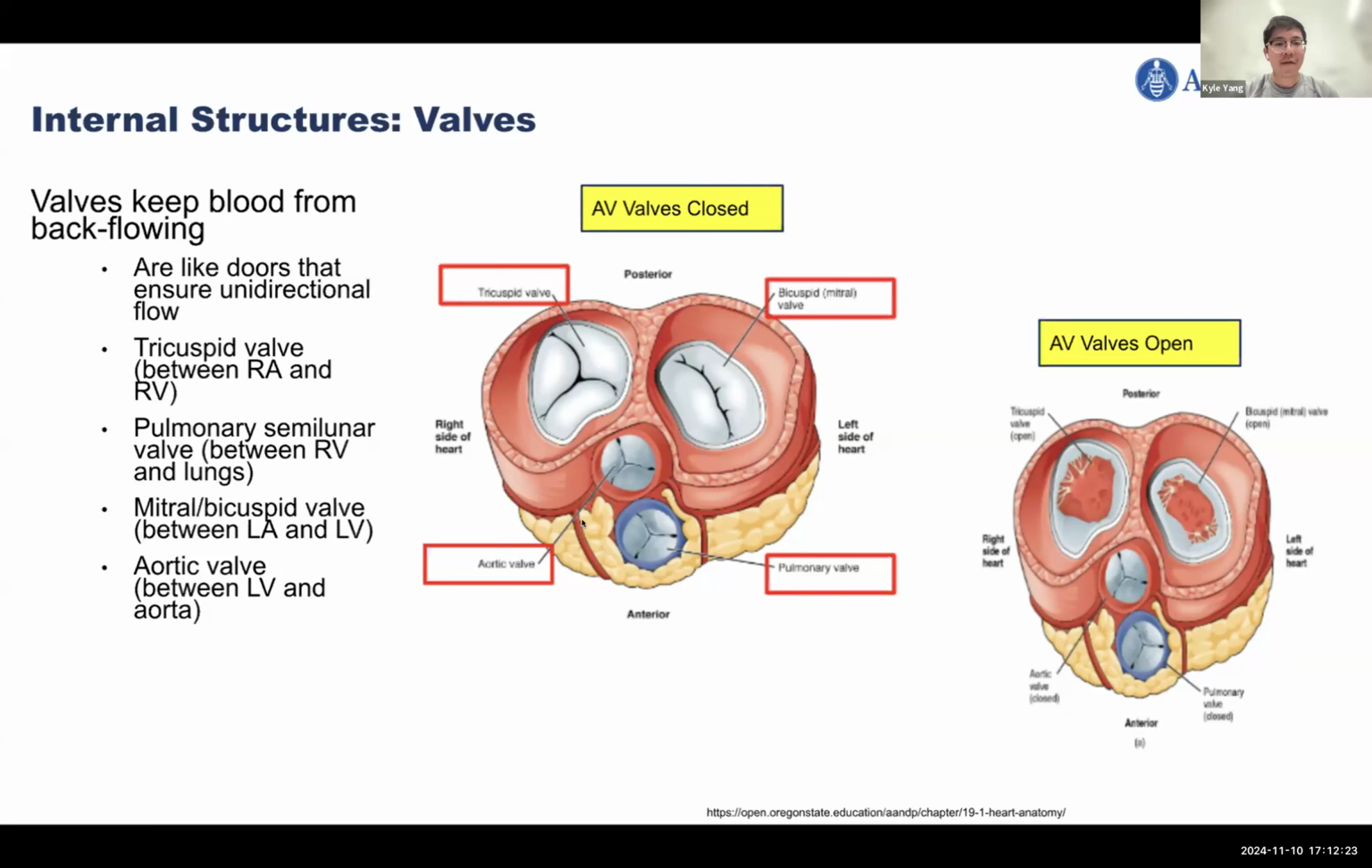And then finally, we have our pulmonary and aortic valves, which exist at the exit point to the aorta and your pulmonary artery, respectively. And we can see them here as well. These 2 pictures illustrate the difference between the valves when they're closed, where, as you can see, it acts like a one-way door to prevent blood flow, versus when they're open, which allows for free blood flow between the atria and the ventricles.